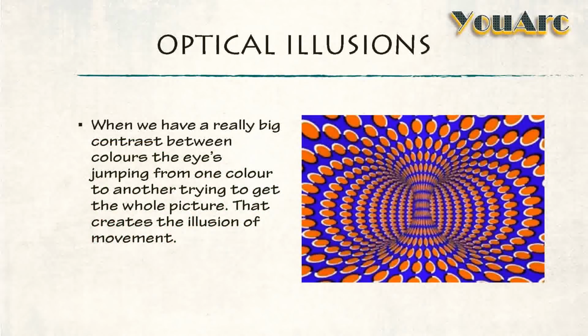We are slowly getting into the illusion part. Let's see what is optical illusion. We can really see that when two big contrast colors are placed together, our eyes are jumping from one color to another color trying to get the whole picture. So this creates an illusion of movement. If you see this particular picture, we have two different big contrast colors in one diagram. So our eyes are jumping to catch one color from another color to make it a whole picture. That is where this illusion is created. So this illusion is called optical illusion.